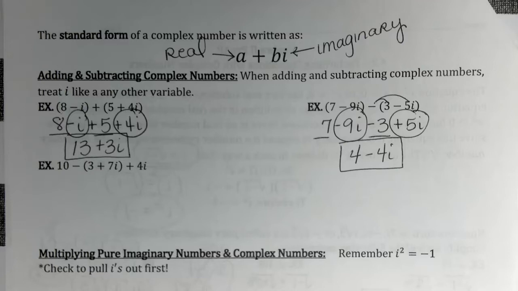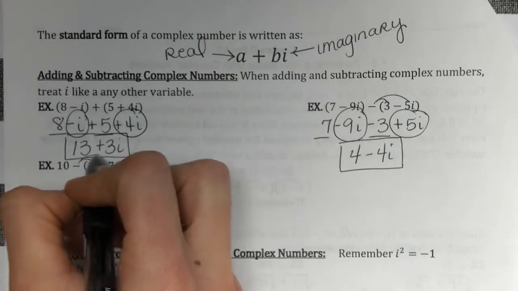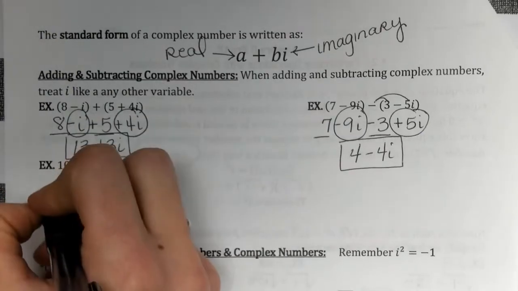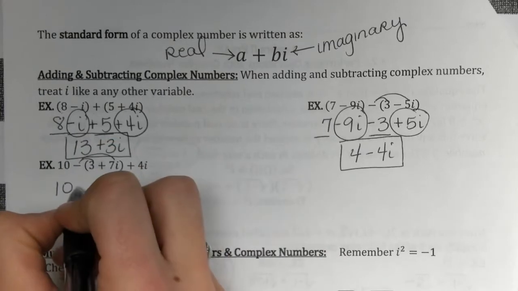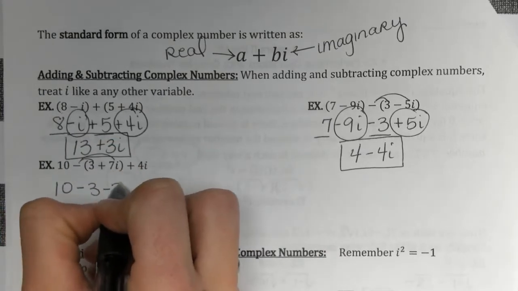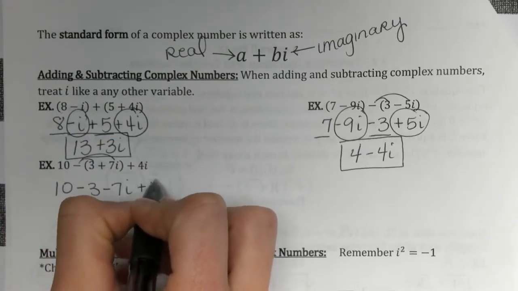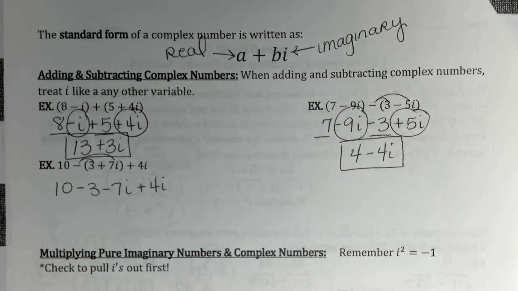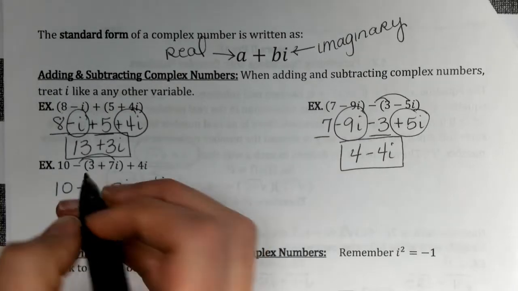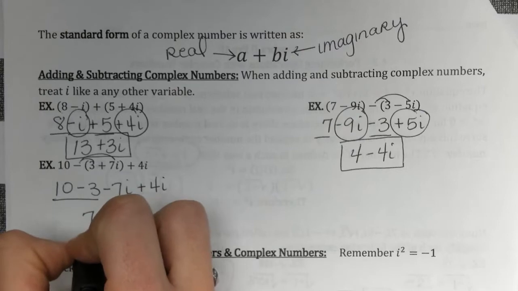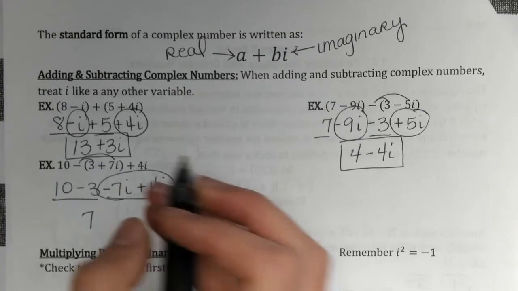Okay, now if I have something like 10 minus 3 plus 7i in parentheses plus 4i, what am I going to do there? I'm just distributing this negative. I'm not distributing that 10. So I drop the 10, and it's going to become negative 3 minus 7i, then plus 4i gets dropped. Okay, combine like terms, 10 minus 3, negative 7i plus 4i.